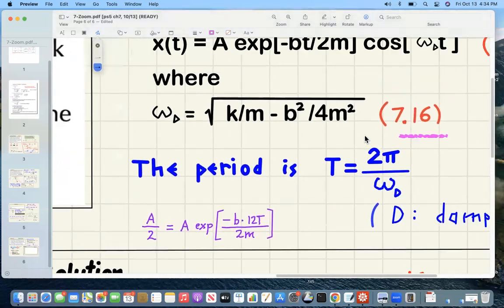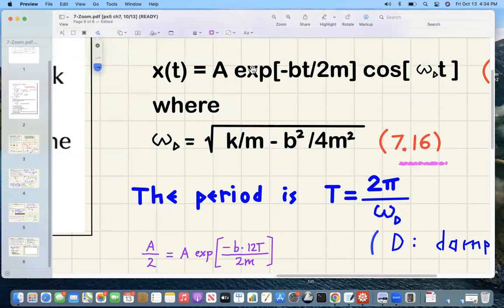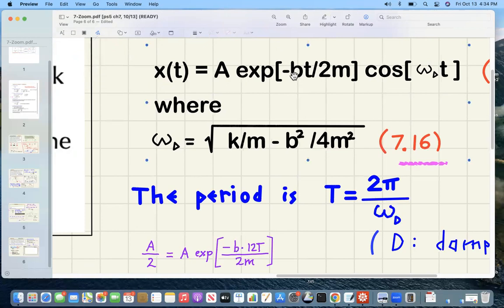So here's the time dependence. It's the exponential of minus bt over 2m. The unknown is b. We're trying to figure out b. The time we're given is 12 periods. Let's call the period of oscillation T. So set the time equal to 12T.